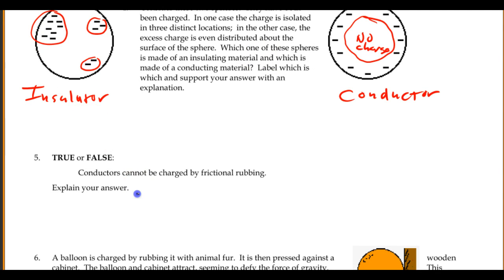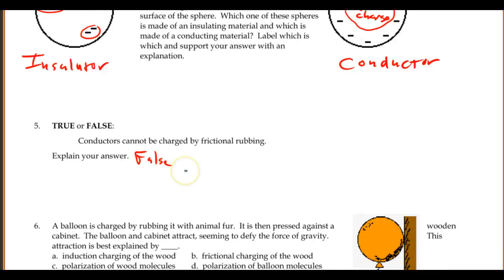Number 5 is false. You can charge conductors with frictional rubbing. It's just a little tougher because you have to make sure that you don't touch the conductor with anything that might conduct away the electrons that you're trying to build up. So it can be done. It's just a little more difficult.